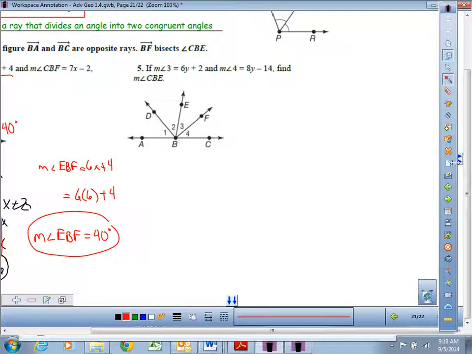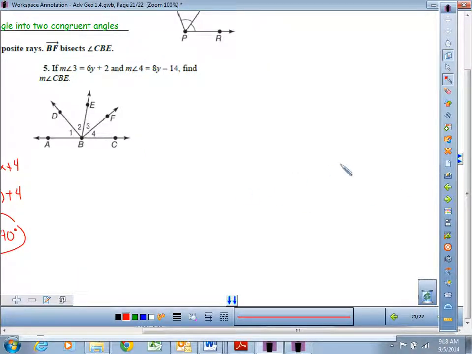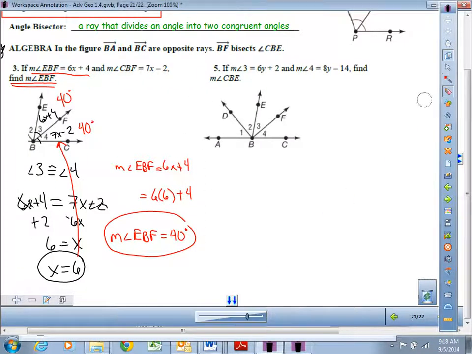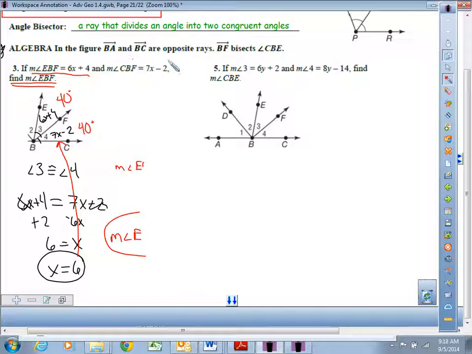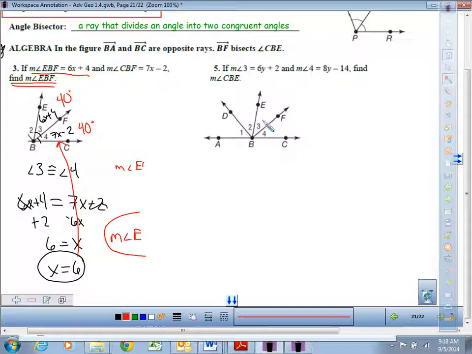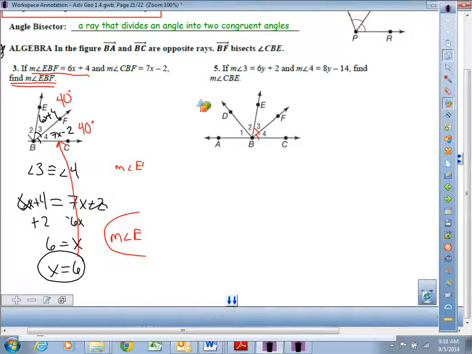Same process, different numbers, though, different values. Now let's go with what's given in the reading up here. So let's read it. Same thing. It says ray BA and BC are opposite rays, so that's a line, no problem. BF, this ray right there, bisects CBE, so it bisects this. This is the same thing as last time. So we know that angle 3 and angle 4 are congruent. We're not using any of this stuff over here, so I don't care about that.